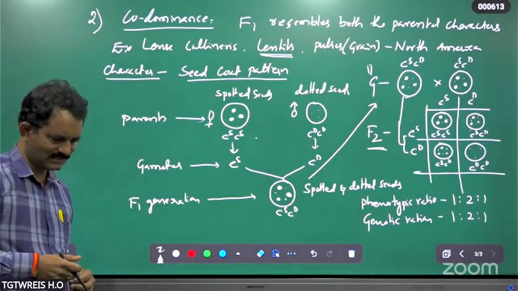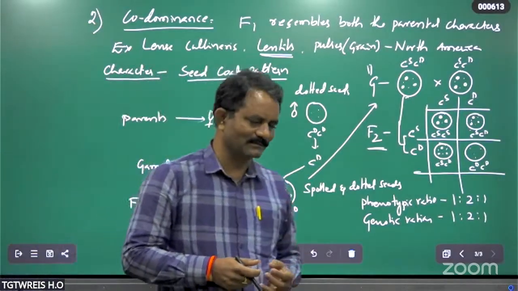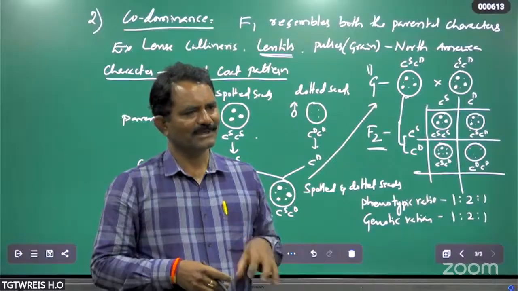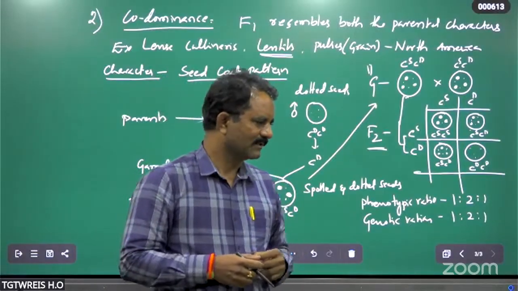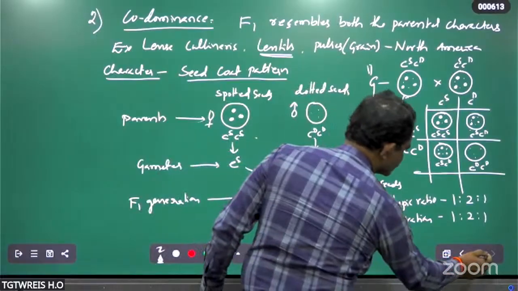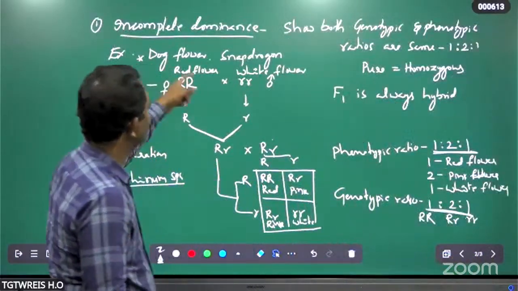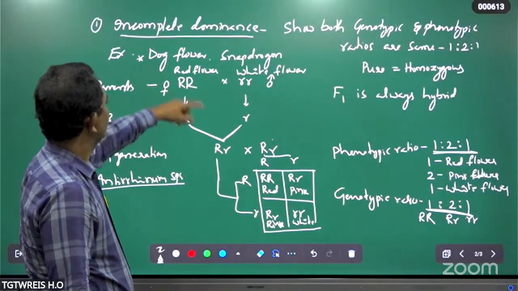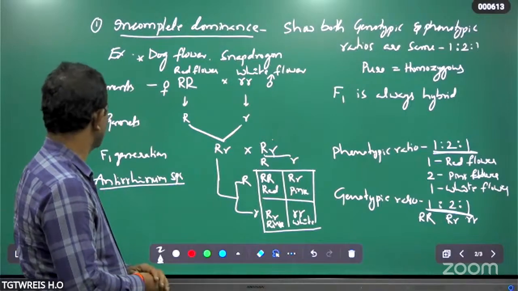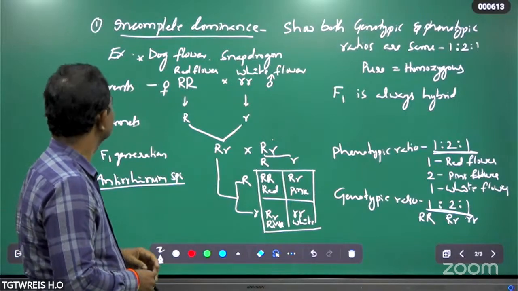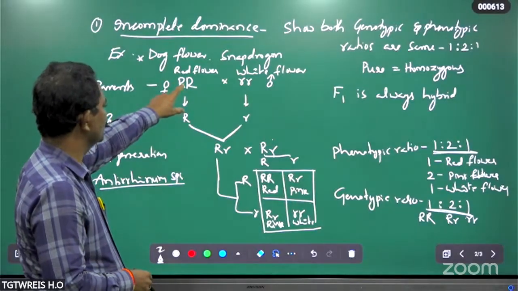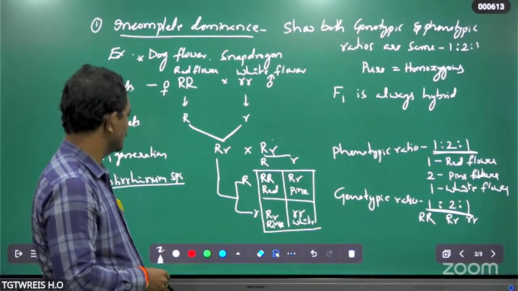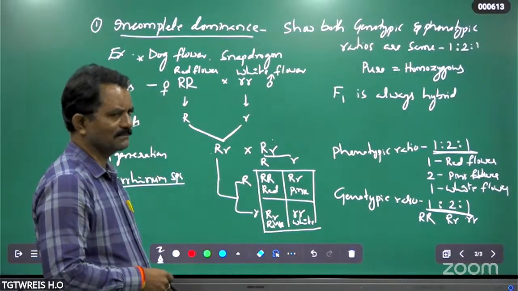One is incomplete dominance. In incomplete dominance, the F1 is deviated. F1 shows neither of the parental characters. F1 is in between the two parents. So right, incomplete dominance. Here the example is the dog flower snapdragon, that is Antirrhinum species, right? Here a pure red flowered plant is crossed with a white flowered plant. Automatically we get the F1 generation, that is a pink color plant.